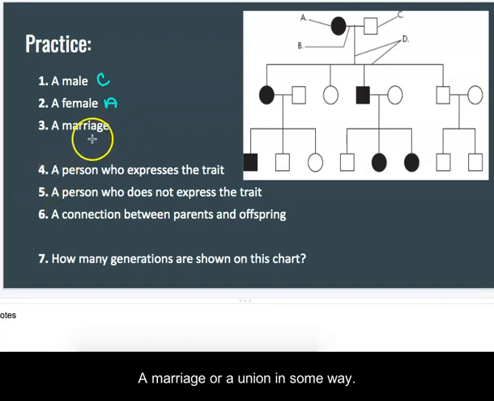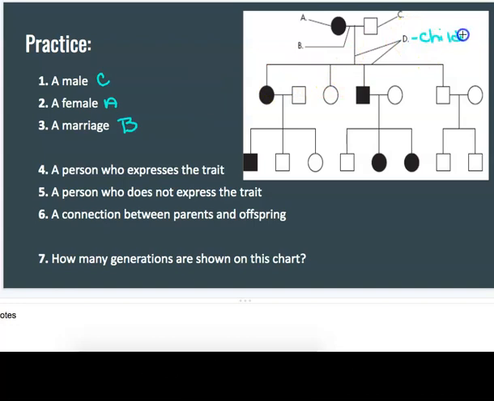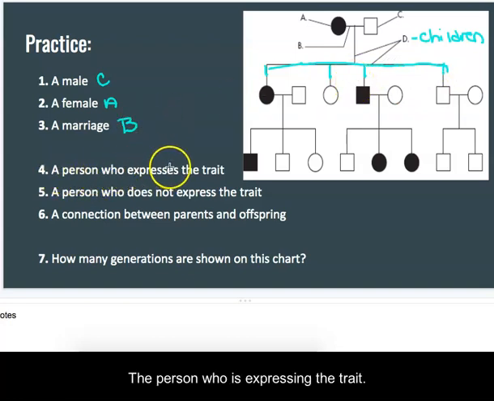A marriage or a union in some way would be B. And then D here, though not a question, is showing children. This particular couple had 1, 2, 3, 4 children between them. They had 2 girls and 2 boys. Okay. So a person who's expressing the trait.